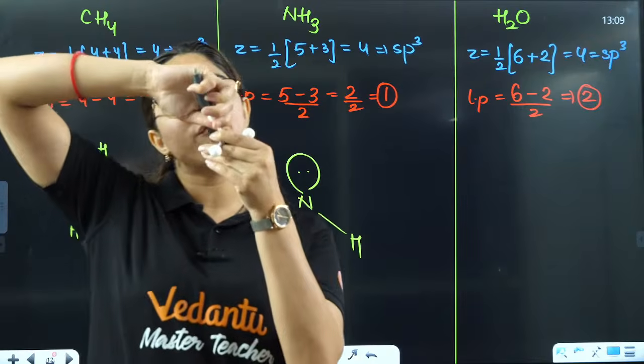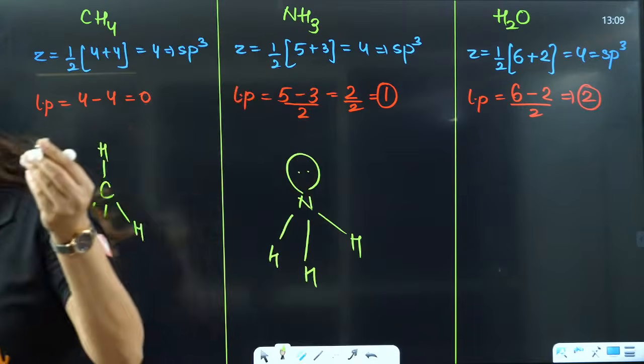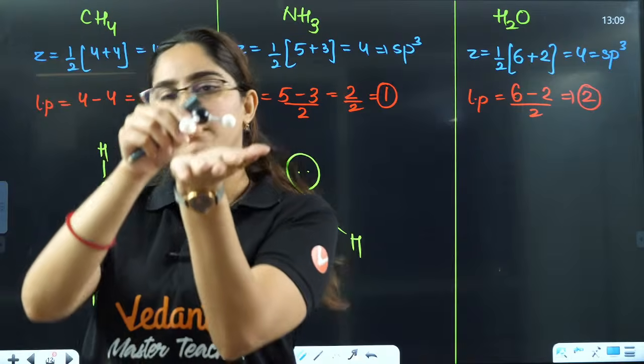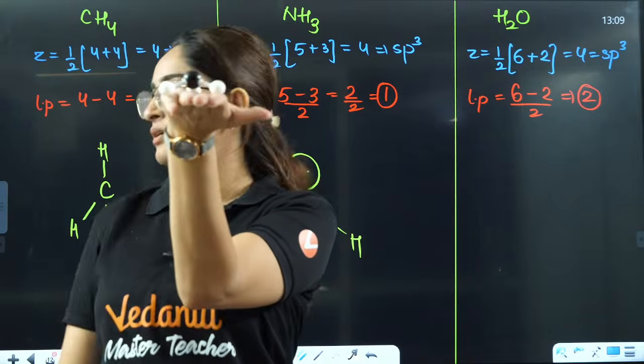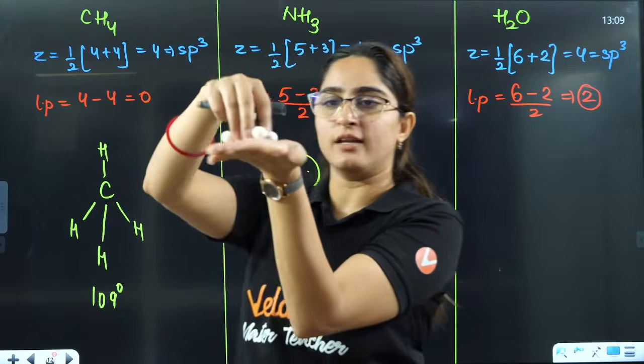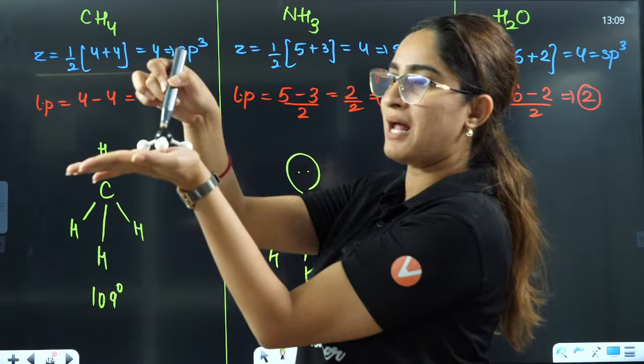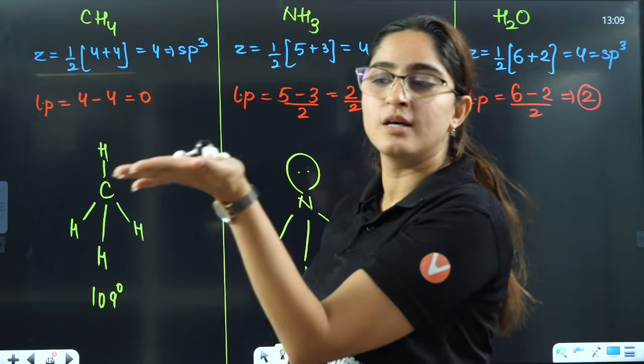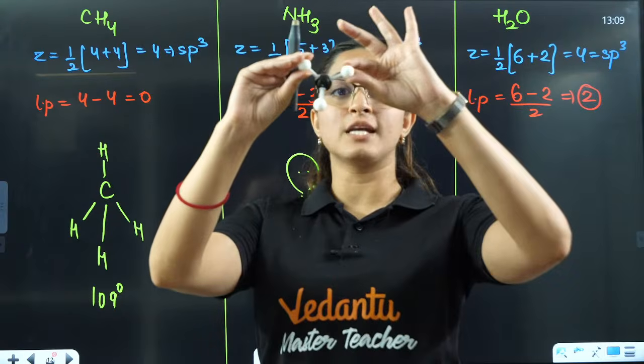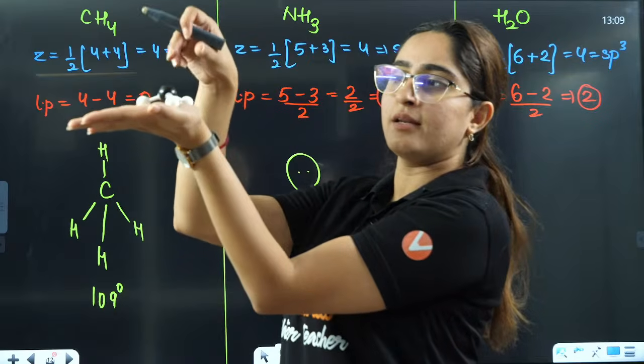If I remove 1 bond pair and take it as a lone pair, this will become like this. Can you see? What is this? It is not a plane. If you see it from here, it is not a plane. I don't know if you're able to see this or not. This is bulged out, okay? This is not a plane.